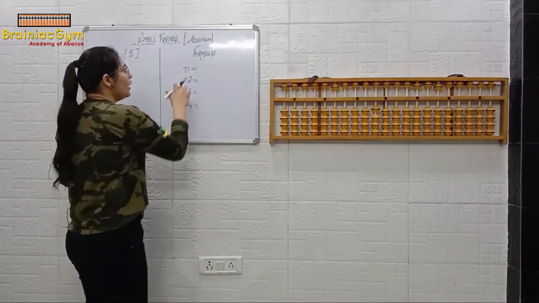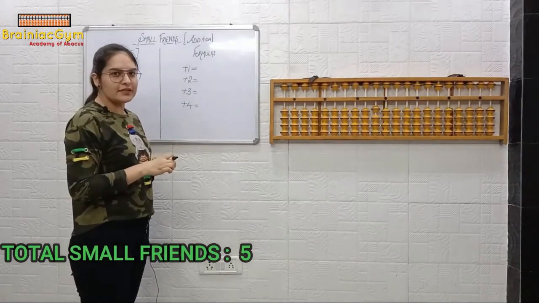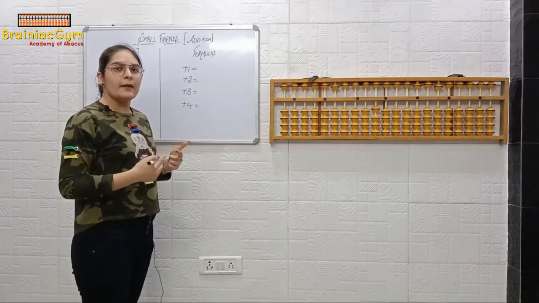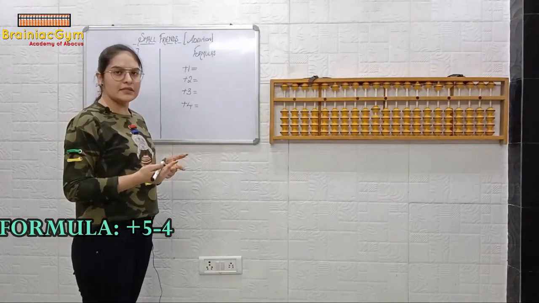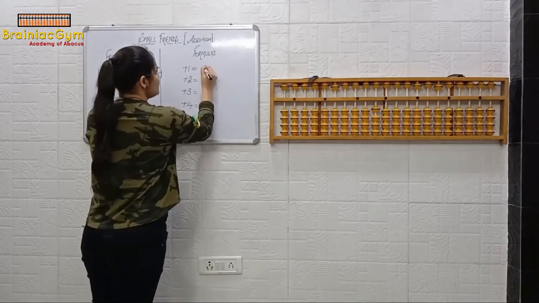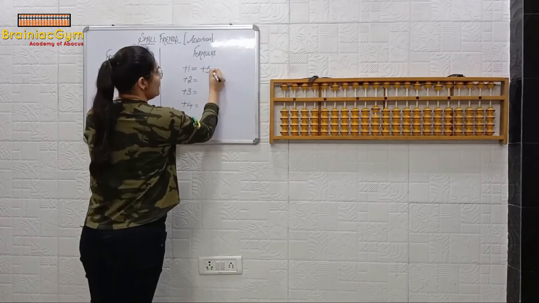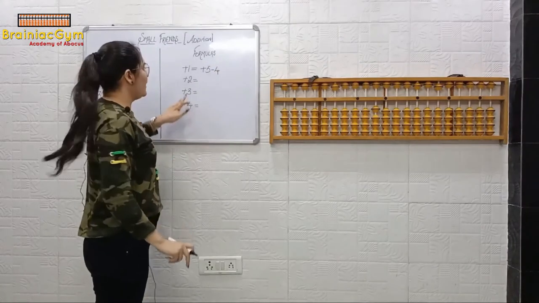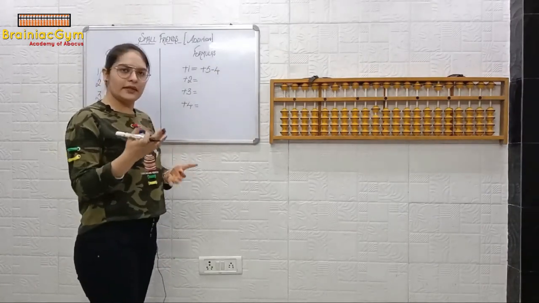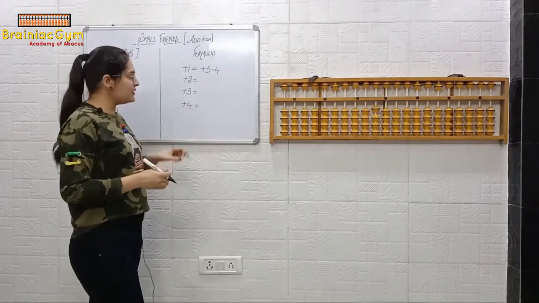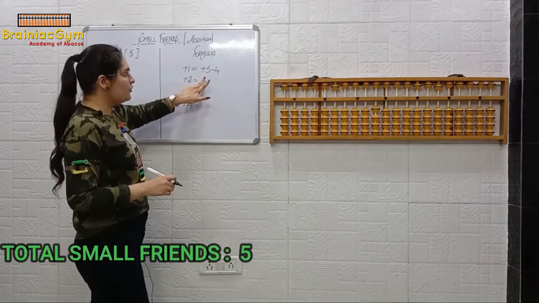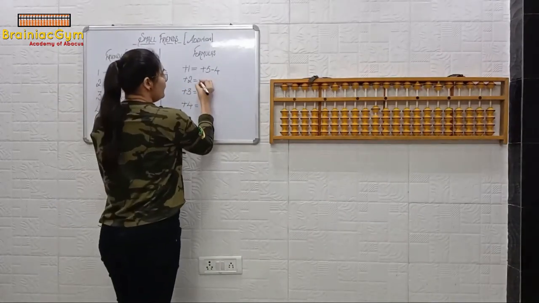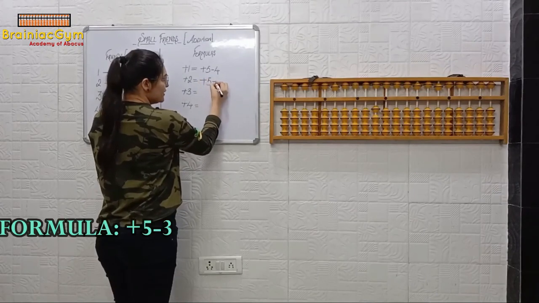Okay. So formula for plus 1. Total small friends 5, and friend of 1 is 4. So formula will be plus 5 minus 4. Yes. Plus 5, that is our total small friends, and minus 1 ka friend 4. So minus 4. Clear? Aage. Plus 2 ka formula. Aap batao pehle, then I'll explain. Yes. Total small friends 5, and friend of 2 is 3. So formula will be plus 5 minus 3.